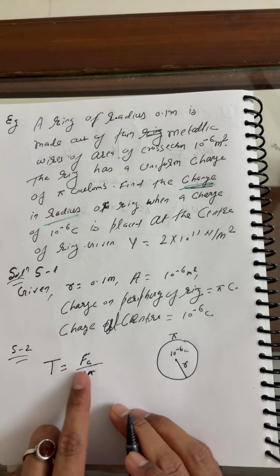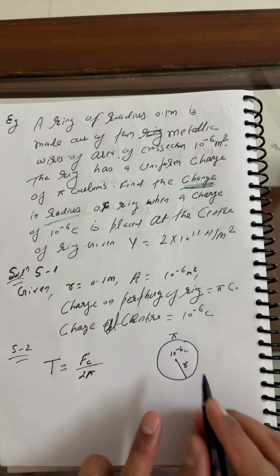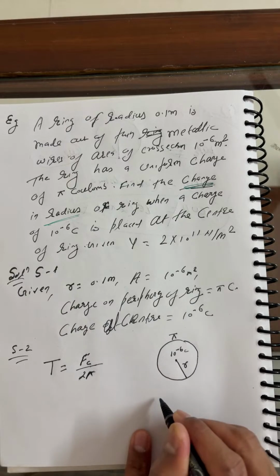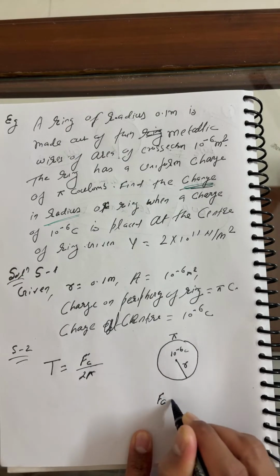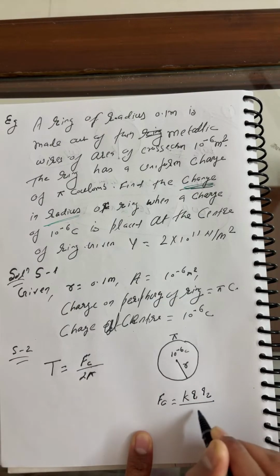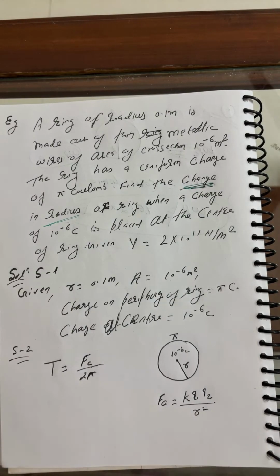Just beta, what is the value of FC? It's nothing but what? Like charges repel each other, my dear. So simply you can write, FC is nothing but K Q1 Q2 by R square. That's what it is. F is K Q1 Q2 by R square, my dear.